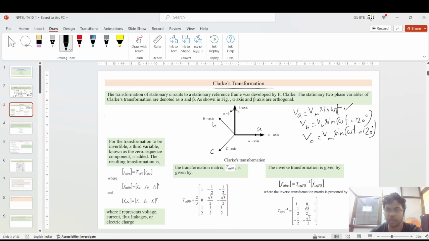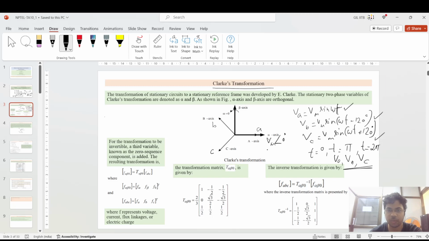There are certain time instants. The first is a time dependent term, the second is also a time dependent term, and Vc is also a time dependent term. So at t equal to 0, t equal to pi and t equal to 2 pi, these values Va, Vb and Vc are going to change. This is the basic concept of how to utilize this Clarke's transformation to make time varying quantities time independent. Okay, how it can be done.